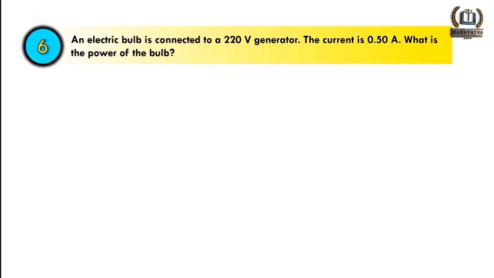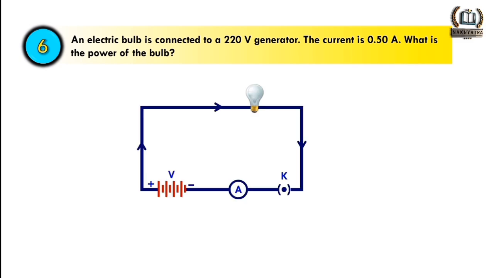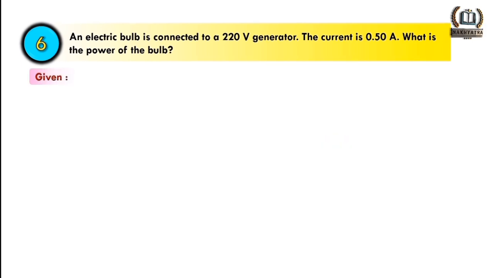Now moving to question number 6. An electric bulb is connected to a 220 volt generator. The current is 0.5 ampere. What is the power of the bulb? So here the potential difference is 220 volt and the current is 0.5 ampere. So we have to find the power of the bulb. Okay guys, pause the video and try to do it by yourself. Okay, now let me help you.